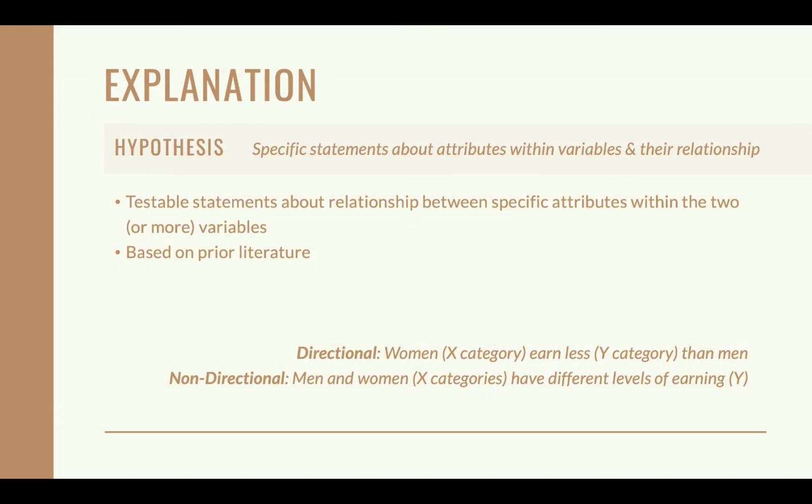Hypotheses are specific statements about the attributes within the variables and their relationship. So you're focusing not just on the variables, X is related to Y, sex is related to earnings, but you're coming up with directional statements about various attributes within these variables. They're testable statements about the relationship between the specific attributes. And again, this is based on prior literature. So for example, you can say women, a category or an attribute within the X variable of sex, earn less, which is a category within the Y earnings variable, than men. So you're saying one specific category of the X variable is doing something with one specific category of the Y variable.